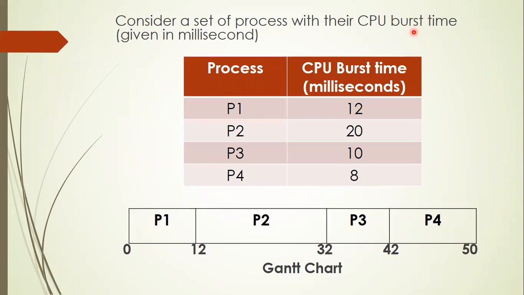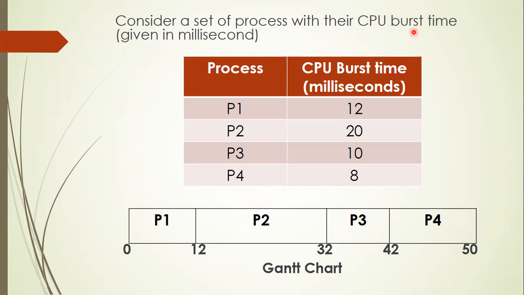To understand how an FCFS algorithm works and how to calculate the different CPU scheduling criteria, let us consider a set of processes named P1, P2, P3, P4, and their CPU burst times are 12 milliseconds, 20 milliseconds, 10 milliseconds, and 8 milliseconds. What do we mean by burst time? Burst time is the time required for the particular process to execute completely. How much CPU time is required for the process completion? We call it burst time.